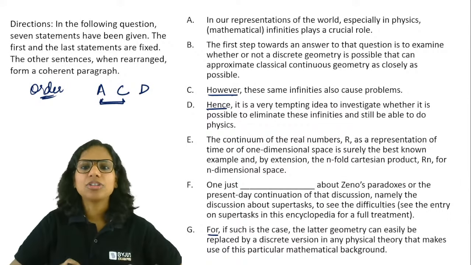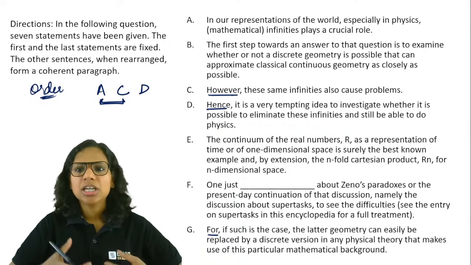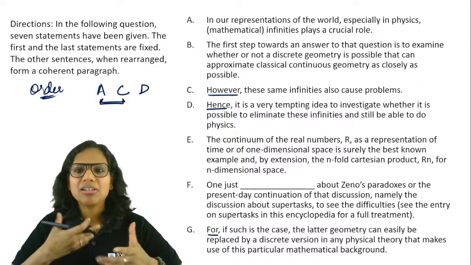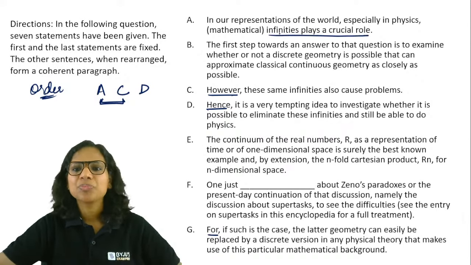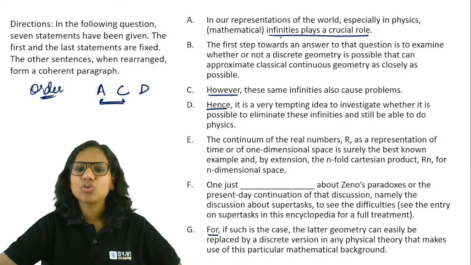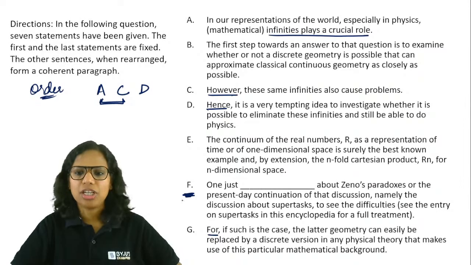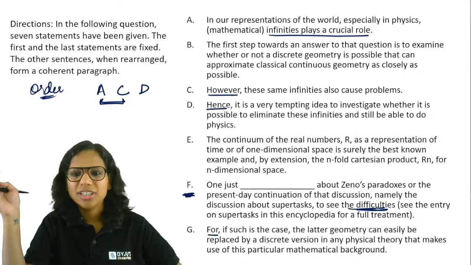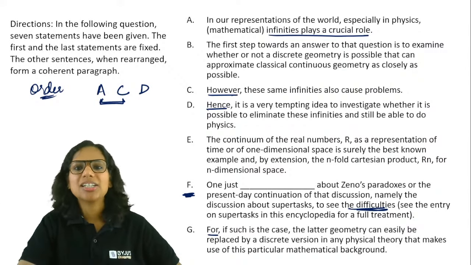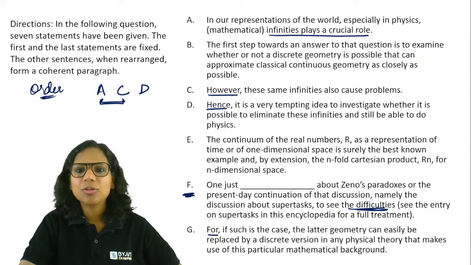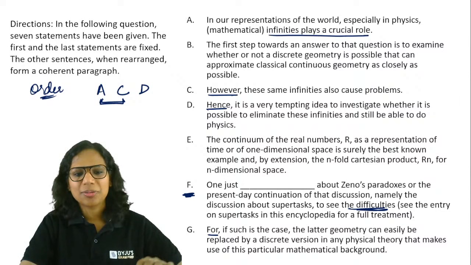But A talks about the fact that mathematical infinities play a crucial role. So they play a crucial role. But if you look at F, it presents a difficulty. Doesn't it present some sort of a problem? We are saying that it plays a crucial role. We are trying to highlight its importance. So we are not going to talk about the difficulties it presents after that. So A and F, no.